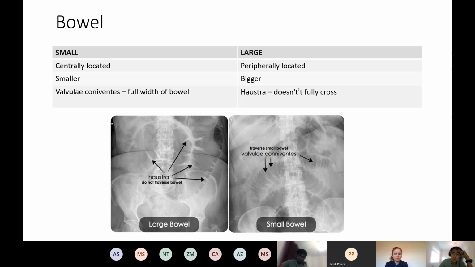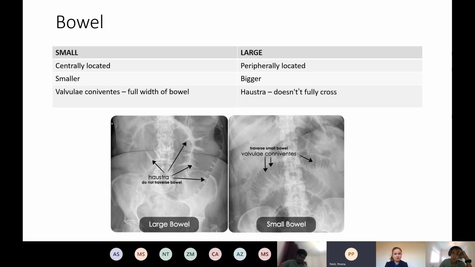And then the most reliable difference between the small and large bowel is its valvulae or haustra. So if you're ever looking at some piece of bowel and you've got no idea what this is, the top two, its size and location, are helpful, but the most sensitive, I would say, is looking for haustra or valvulae. And what I mean is, this is your small bowel and these are its valvulae. They go all the way across. You can't see my pointer, so I'm just going to hope that you can see.